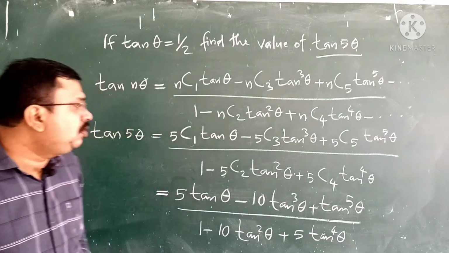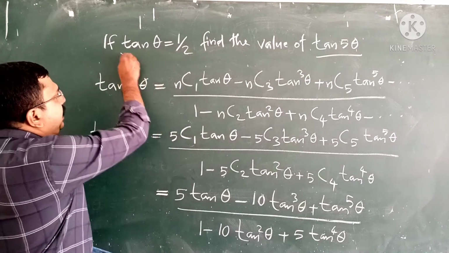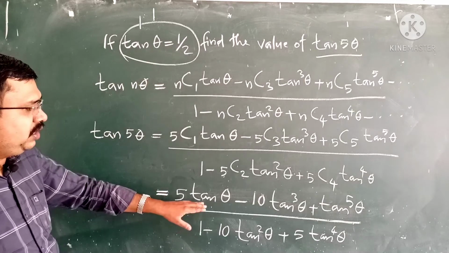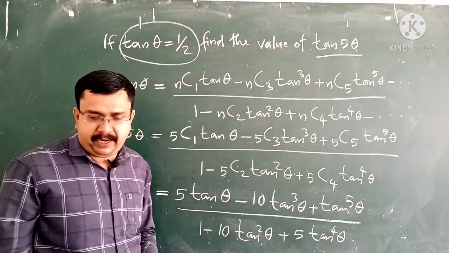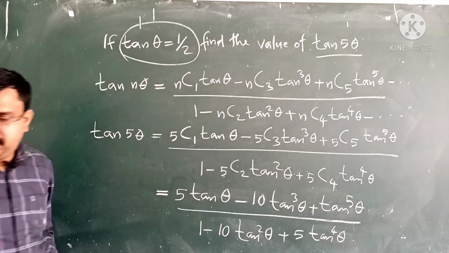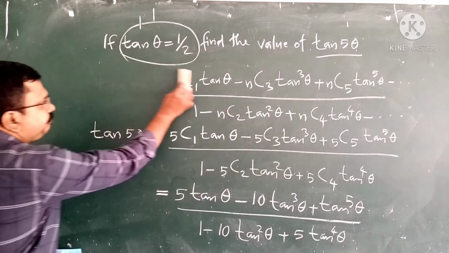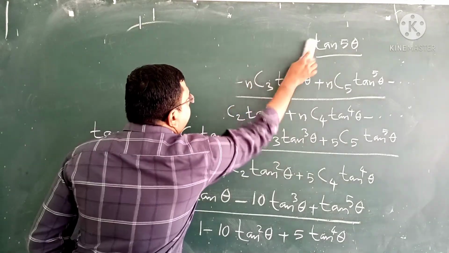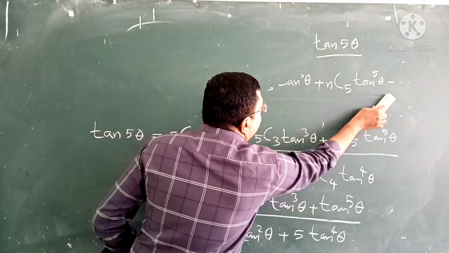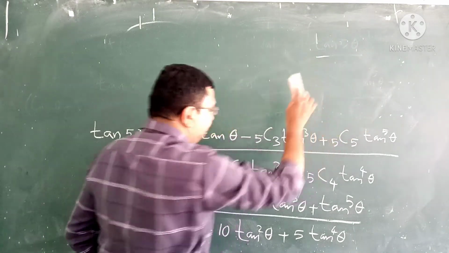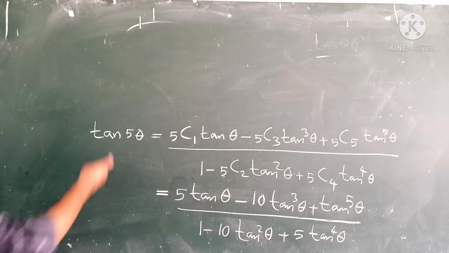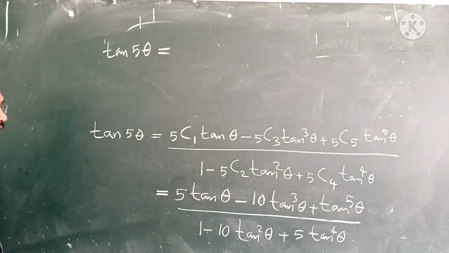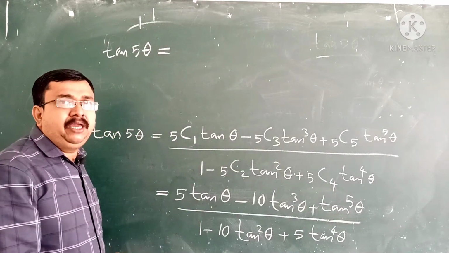Okay. Now we know that what is tan theta? Tan theta is 1 by 2. Therefore, replace tan theta by 1 by 2. Please write down. Next we can solve it. We want to find out tan 5 theta. To find out the value of tan 5 theta, replace tan theta by 1 by 2.